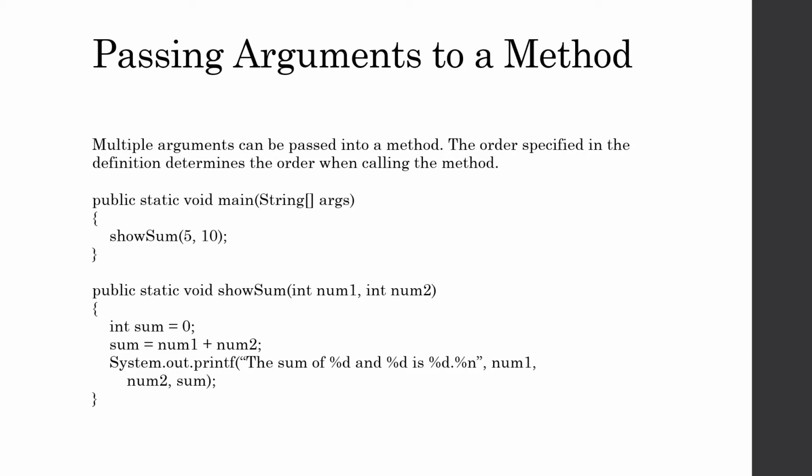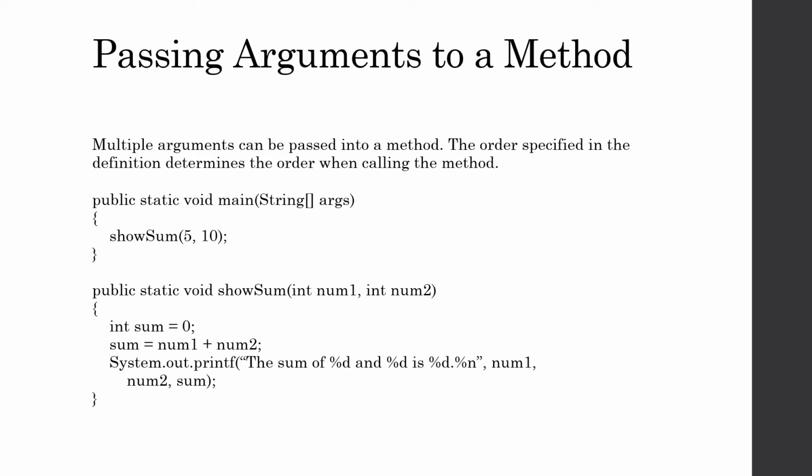So we can actually pass multiple arguments into a method. We don't have to limit it to just a single argument that we pass in. And then the order specified in the definition will also determine the order whenever we're calling the method. So in this example that we have right here, we're going to take two numbers, so in this case 5 and 10, and we're going to add them together.